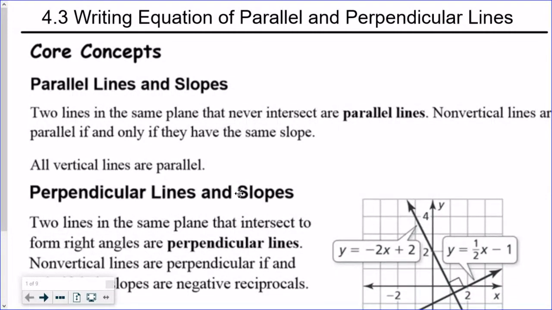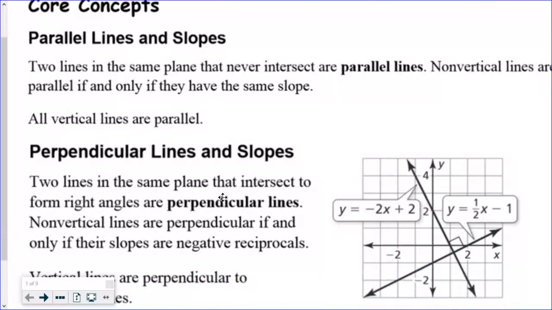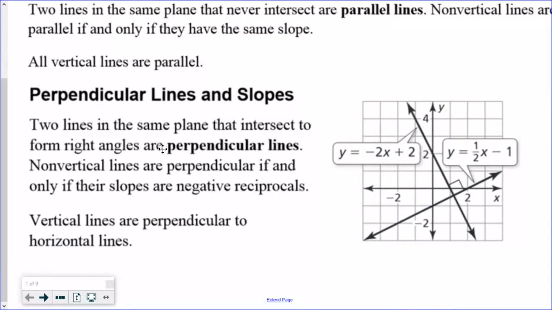Parallel lines and slopes. Two lines in the same plane, basically on the same sheet of paper, that never intersect are called parallel lines. Non-vertical lines are parallel if and only if they have the same slope. So you're looking for lines whose slopes are exactly the same, or would reduce down to the same. And also, all vertical lines are parallel. That should make sense because they're all vertical.